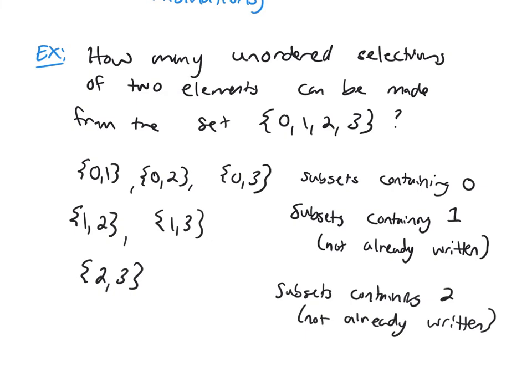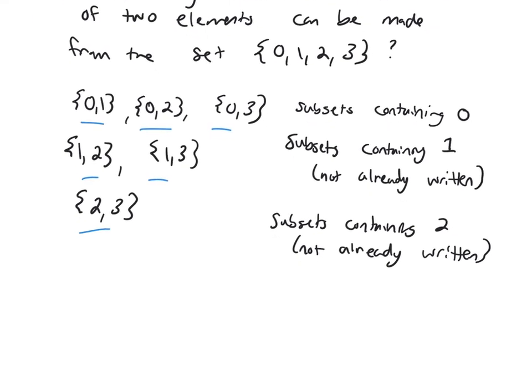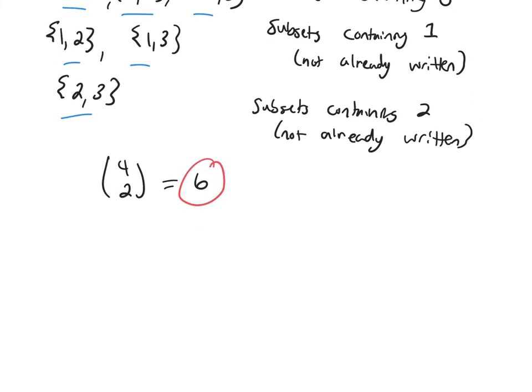So how many of these did I have in total? 1, 2, 3, 4, 5, 6. I had 6 in total. So 4 choose 2, we learned, is 6. So there are 6 unordered selections we could make here.